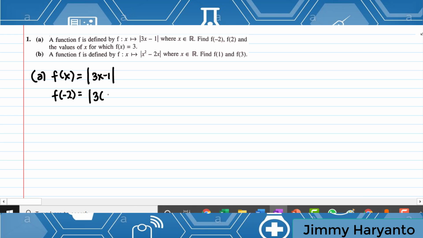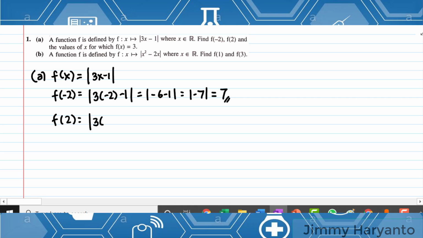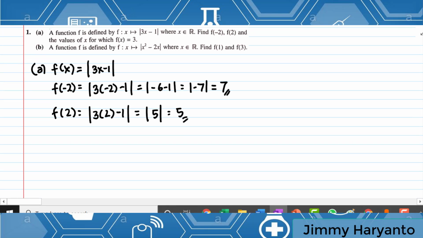The result will be 3 times negative 2 minus 1 equals negative 6 minus 1, ya, equals negative 7, and the result will be the absolute value of negative 7 equals 7. This is the result, 7. And then we have to find f(2) also. f(2) equals the absolute value of 3 in the bracket 2 minus 1. It will be 5 equals 5. Okay, this is for f(-2) and f(2).